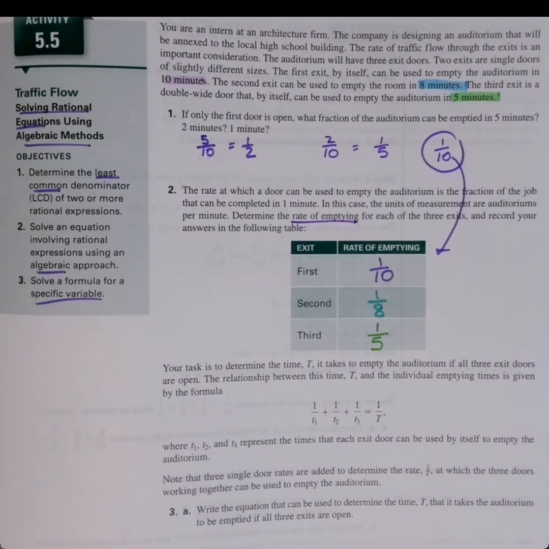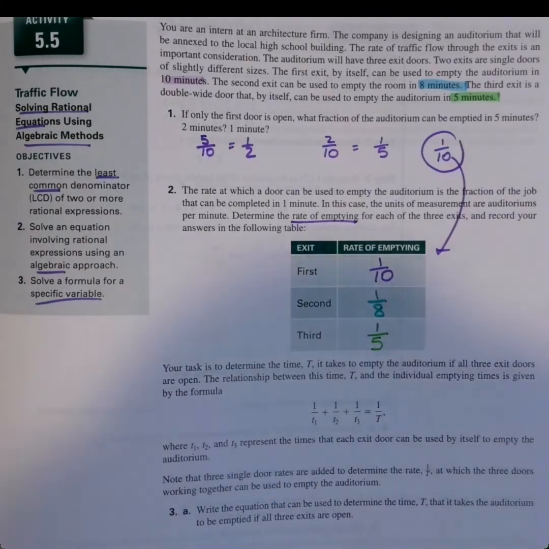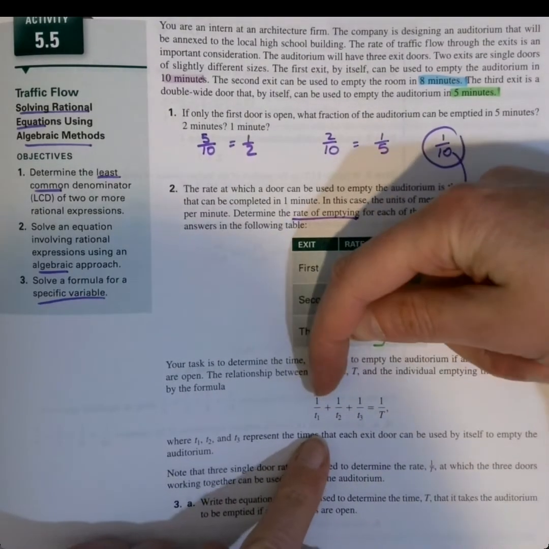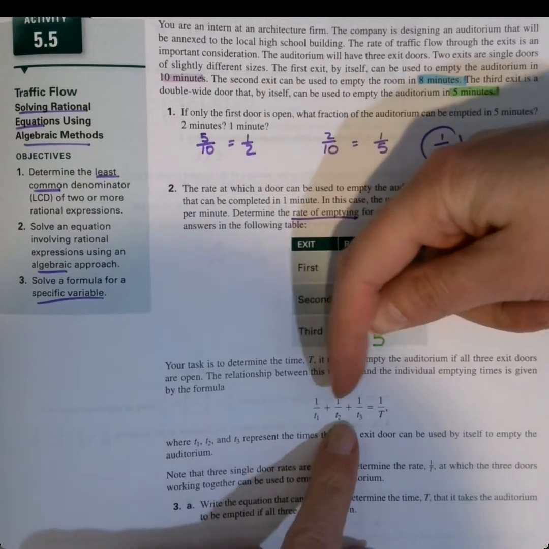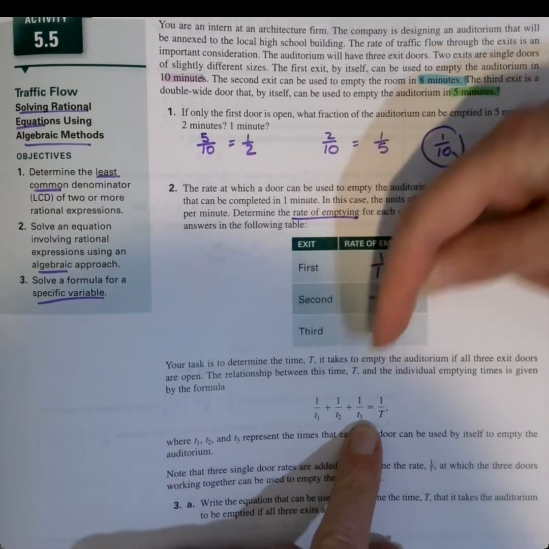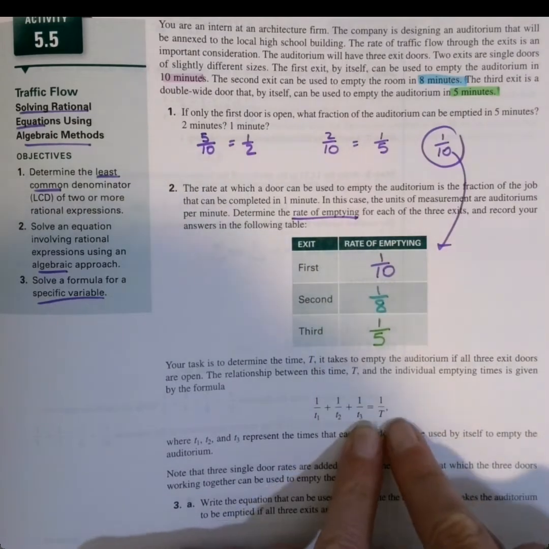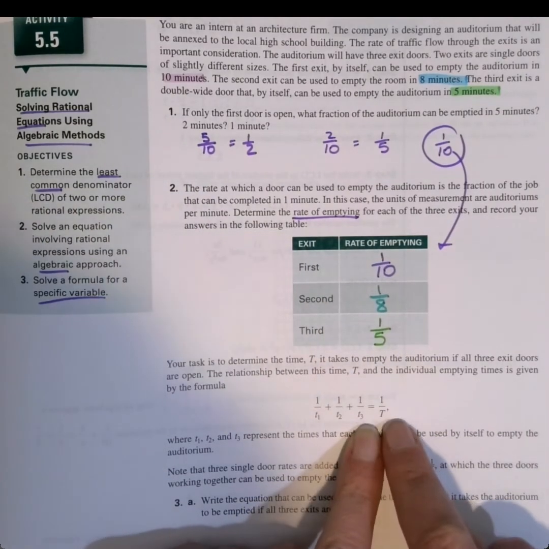What we want to do is find the time it takes to empty the full auditorium if all of the doors are open. So in this equation, we're going to have our first rate, door 1 is open, plus our second rate, door 2 is open, plus our third rate, door 3 is open, equals 1 over the total time when all 3 doors are open. And that total time is the thing that we want to solve for.